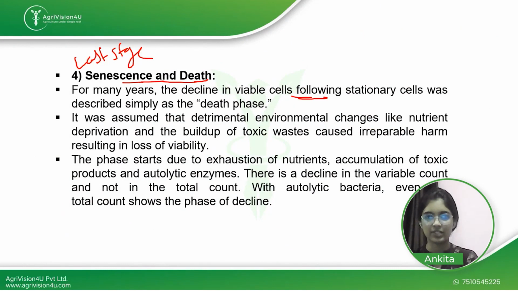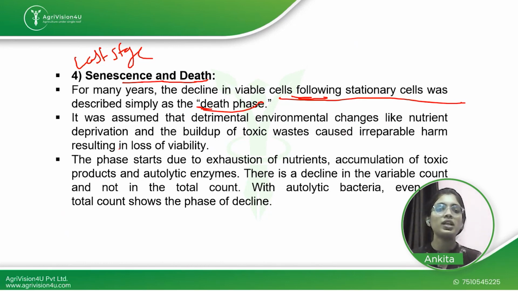As the cells are dying, cell number will decrease. The decline in the viable cells following the stationary phase is described simply as the death phase. That is, a decline in cell number will occur after the stationary phase. It is assumed that environmental changes, like nutrient deprivation and the buildup of some toxic waste, cause irreparable harm resulting in the loss of viability.